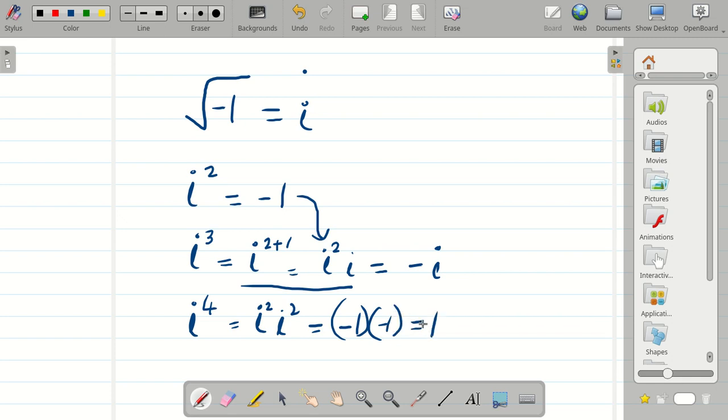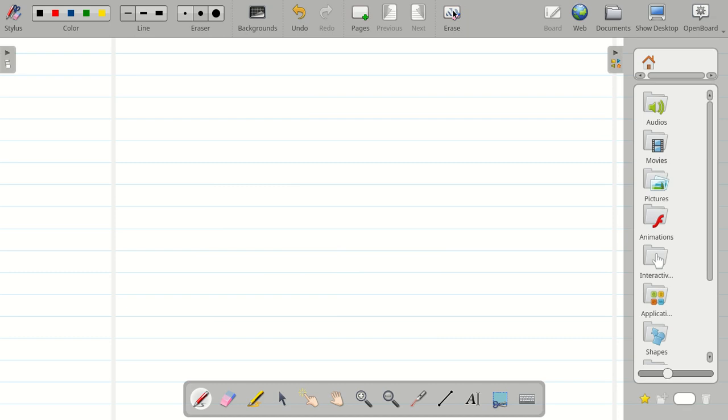Now I want you to do one thing. Take a sheet of paper and pen and note these 4 things. Root under minus 1 is i, i square is minus 1, i cube is minus i, and i power 4 is 1. You can pause the video for a second and get a paper and pen and note the 4 things. So I hope you have the pen and paper with you.